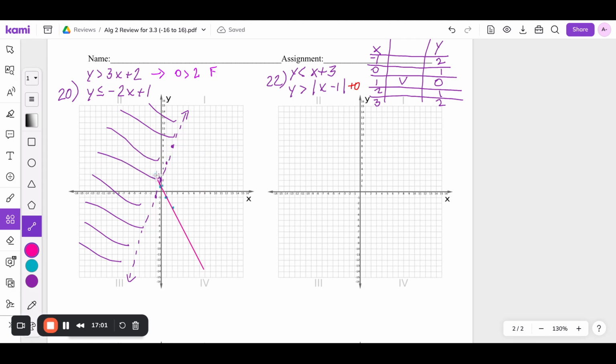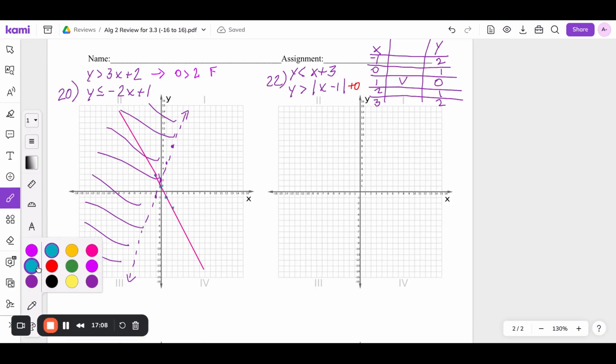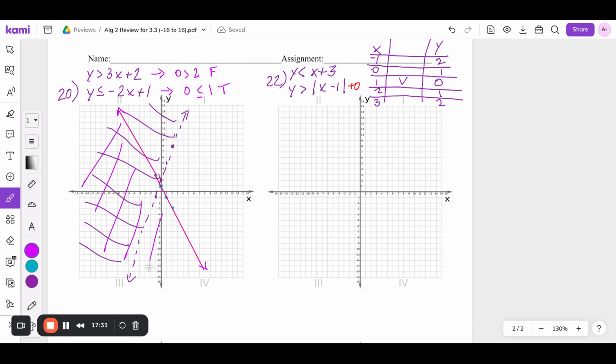There's my solid line. I'm going to continue the line up here. Okay, I'm going to go back here. I'm going to draw arrows on my line. And now we're going to test. Notice it does not pass through 0, 0, so I can use 0, 0. Is 0 less than or equal to 1? 0 is less than 1, so that's true. So I'm shading this side.